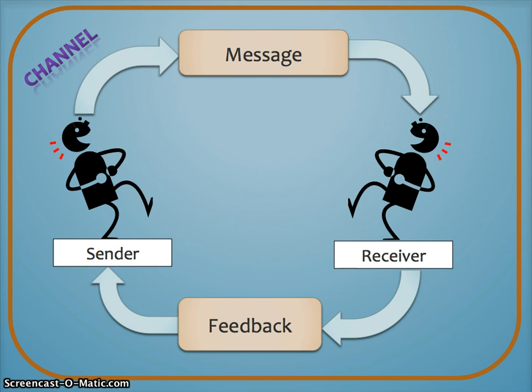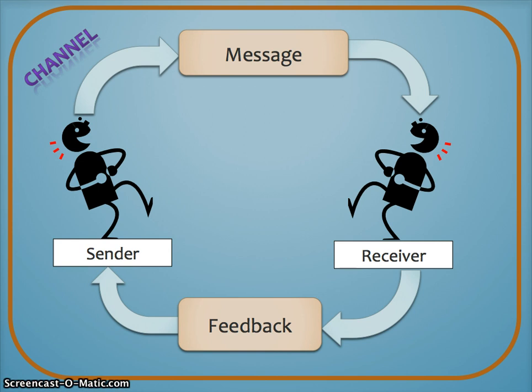The receiver also sends messages back at the same time. So think about the last time you were telling a story to someone. That person maybe was doing some nodding, saying, mm-hmm, yep, what happened then? Those are different types of feedback that you can receive.